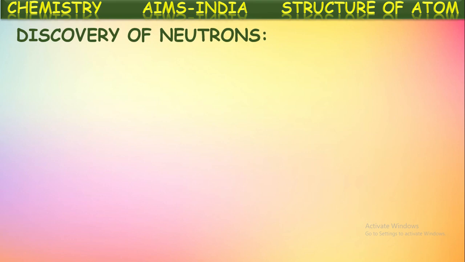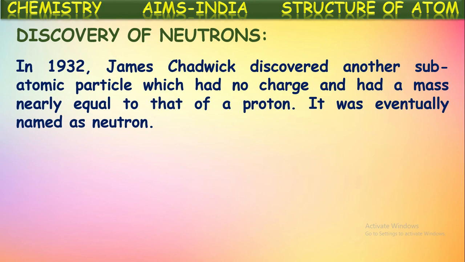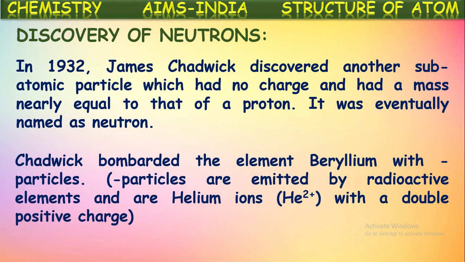Now let us see the discovery of the third fundamental particle, that is the neutron. In 1932, James Chadwick discovered another subatomic particle which had no charge and had a mass nearly equal to that of a proton. It was eventually named the neutron. James Chadwick bombarded the element beryllium with alpha particles.